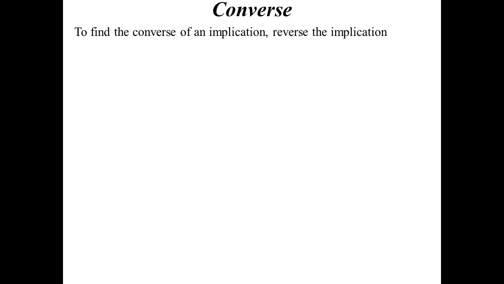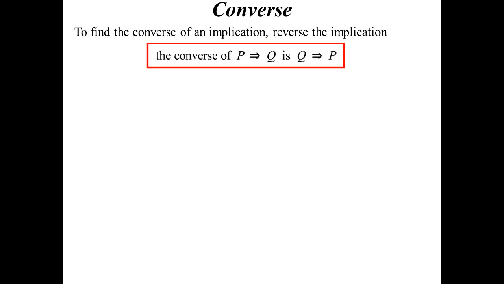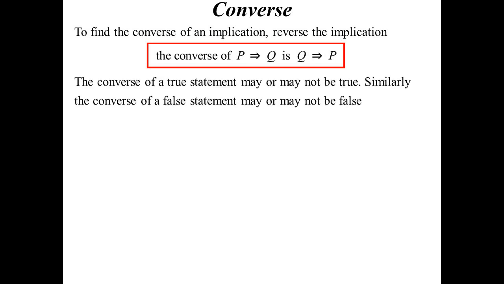Alright, converse. It's the reverse of the implication. It's like reading the implication backwards. So the converse of an implication, you reverse it. So the converse of P implies Q is Q implies P. That's the converse. And there's lots of theorems where both of them are true, but they're not always both true. I've probably got examples here, so let's just go through it. The converse of a true statement may or may not be true. Similarly, the converse of a false statement may or may not be false.